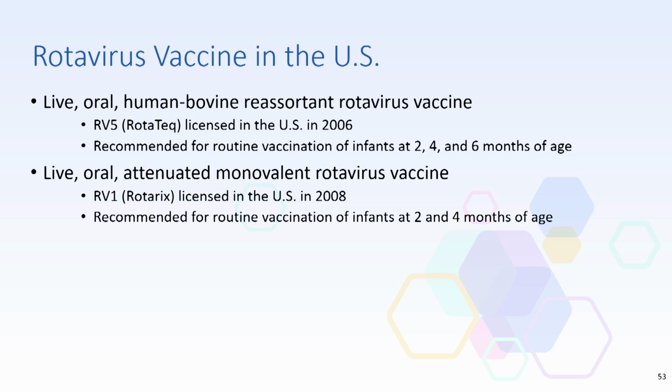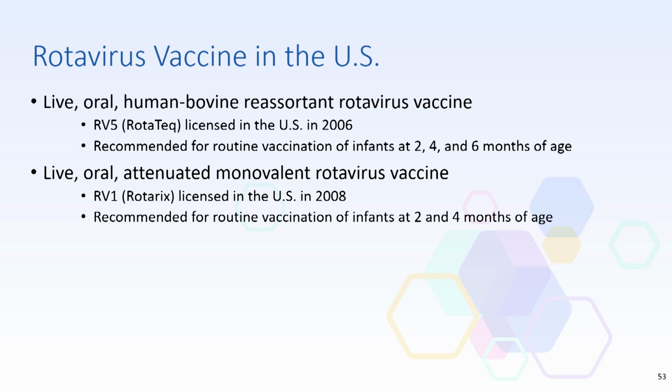Two rotavirus vaccines are currently licensed for use in the United States. RV5, whose brand name is RotaTeq, is produced by Merck. It is a live oral human-bovine reassortant rotavirus vaccine that was licensed in the US in 2006. The Advisory Committee on Immunization Practices recommends routine vaccination of infants with 3 doses of this vaccine, administered at 2, 4, and 6 months of age.